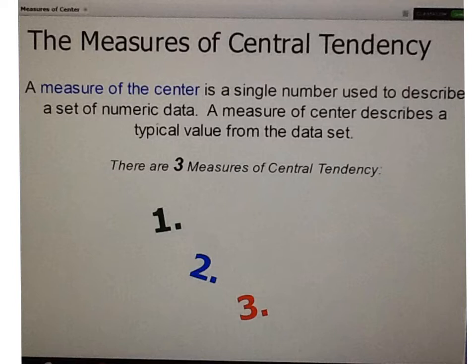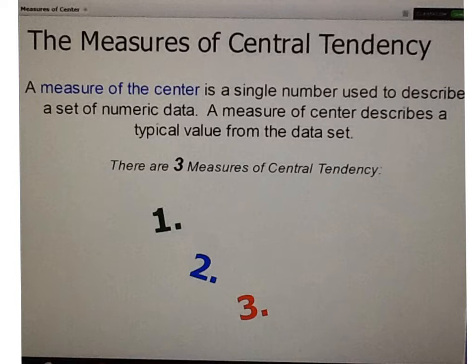Before we talk about the measures of central tendency, you should have watched the video called The Measures of Central Tendency and listened to the song, because in the song it talks about these three measures. Okay, and you're going to need your booklet so you can follow along with this tutorial. Be sure to take notes and fill in the missing vocabulary words or missing data.